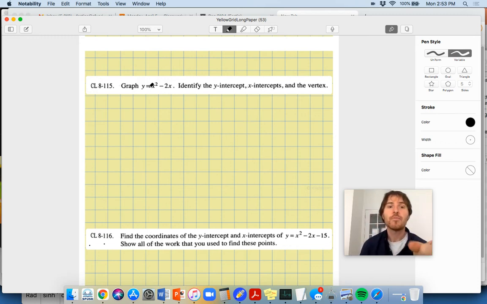Okay, graph this one. Identify the y-intercept, x-intercepts, and vertex. You might stumble on this one and be like, whoa, this looks similar to something we did yesterday, okay? Hey, what form, guys, is this written in? It's quadratic, right? Because we see x being squared. What form is it written in?